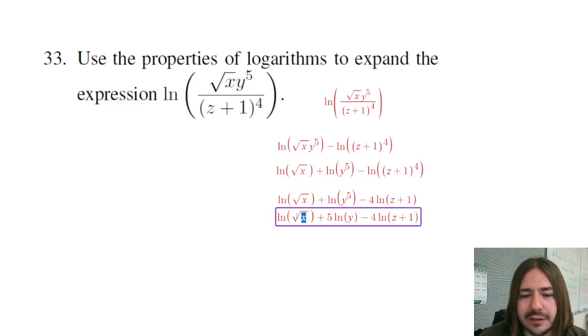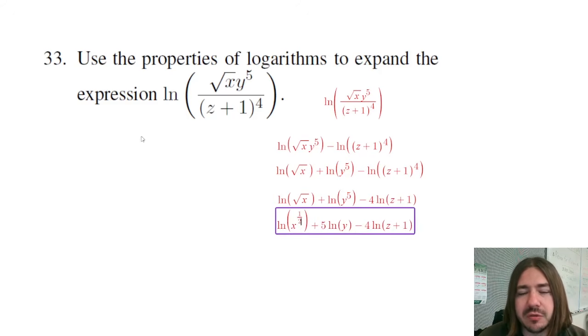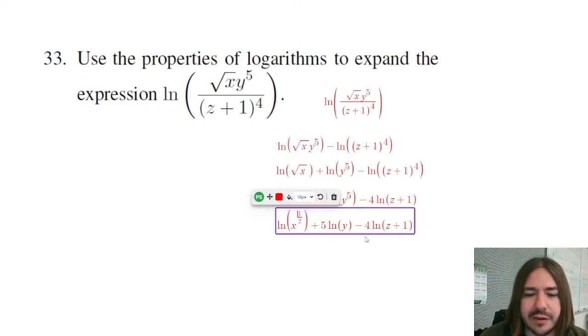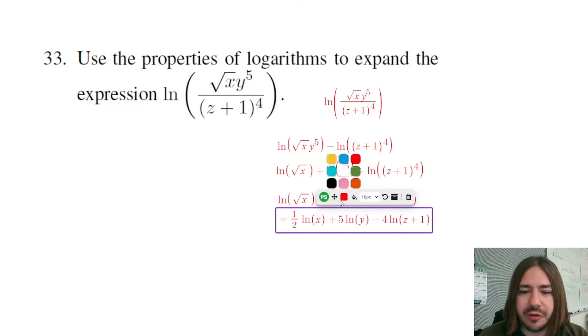But the root x, I think, is not as clear-cut what to do there. What you need to do is realize that the square root of x is the same thing as x to the 1/2, and then we can use the power property to bring that 1/2 down to be a coefficient. And there's not really anything else you could do at this point. This is going to be your final answer for number 33.